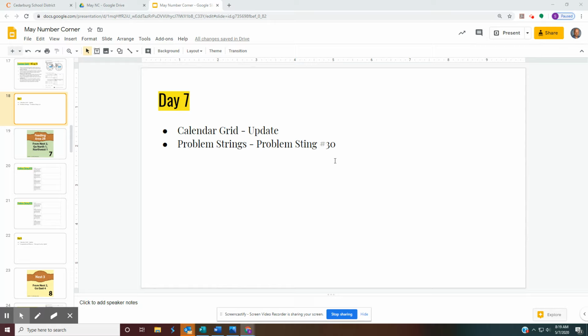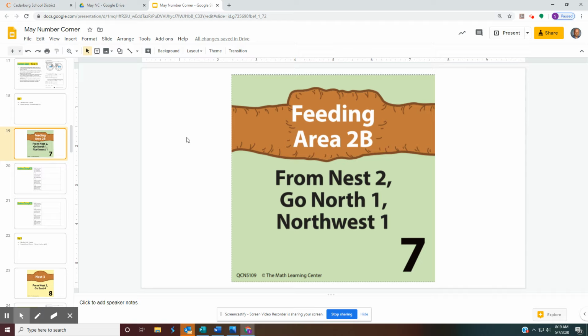Our 30th problem string in number corner, our 2,487,000th number corner overall for 5th grade. Anyway, let's get on to the number corner marker, and let's take a look at what we have to do here.